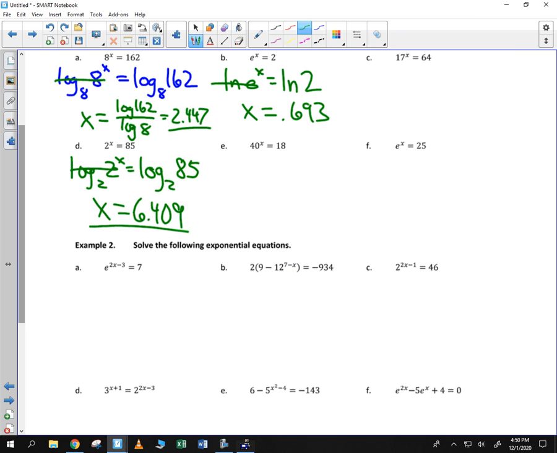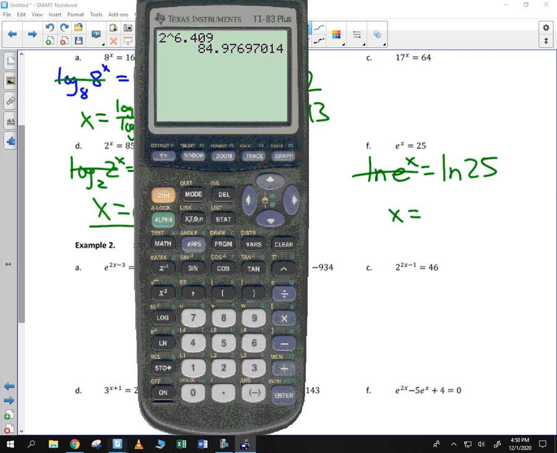Now we'll try f. I want to get rid of e, so I take the natural log of both sides. Notice those go away. I get x is equal to, and fortunately for me, I have a natural log button on my calculator. I take the natural log of 25, excuse me, and I get 3.219.